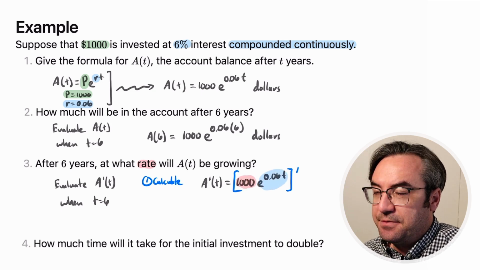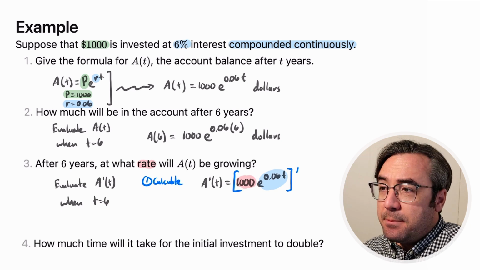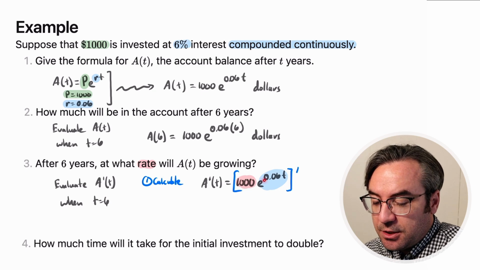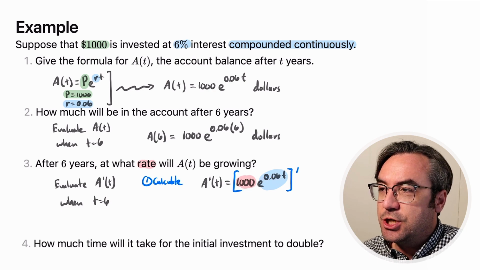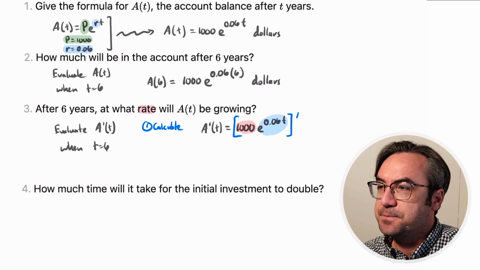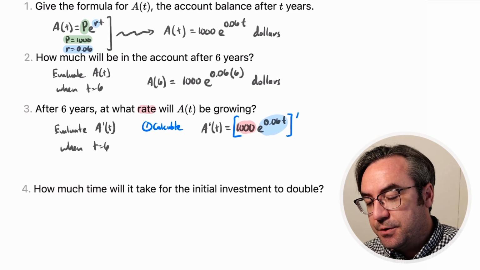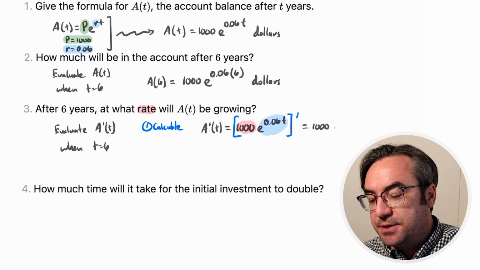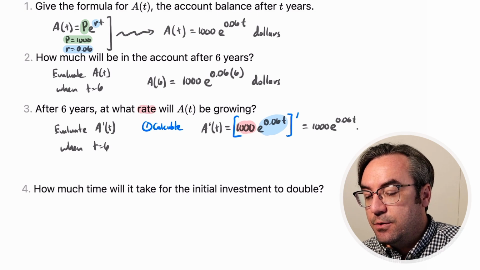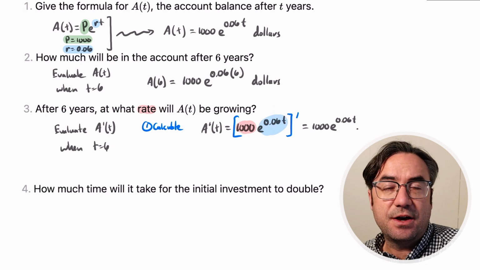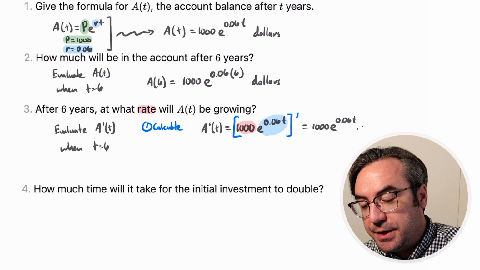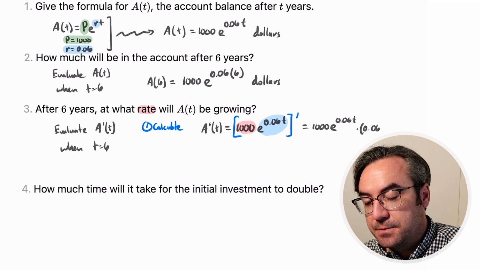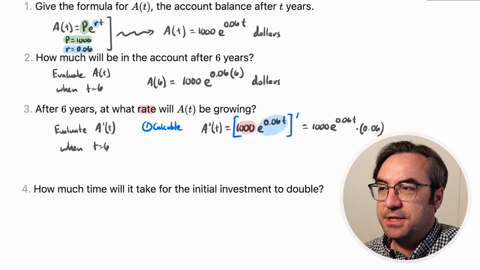We can focus on differentiating this exponential part, but there's a little bit more going on in the exponent than just t. So we have to use our chain rule to get this derivative. When we calculate the derivative, the 1,000 is in front, the exponential portion stays exactly the same, and then we multiply by the derivative of that stuff in the exponent. In our case, the derivative of that stuff is 0.06. So we're multiplying by 0.06.